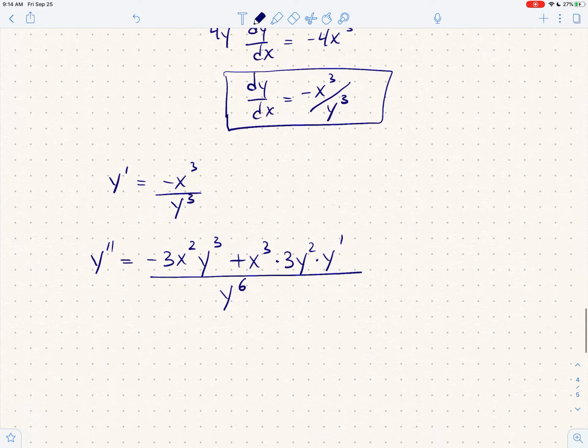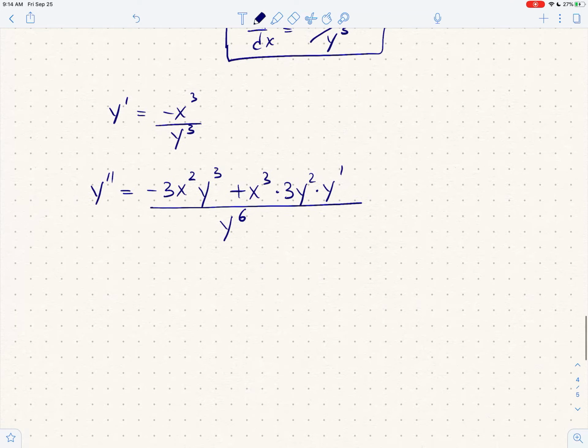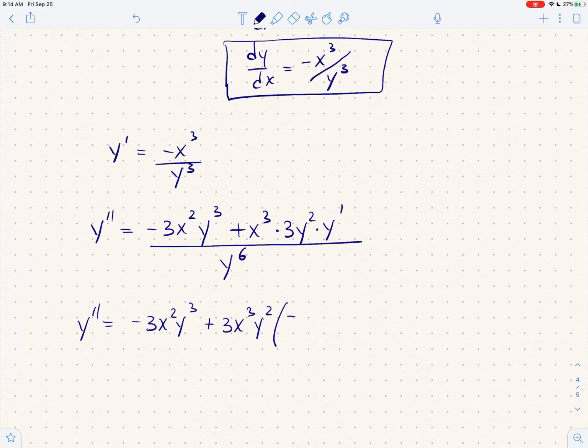Now, we've done it, but I don't like it. I don't like having a y prime in my answer for y double prime. So I'm going to plug in the formula for y prime, and I'm going to write this as y double prime is negative 3x squared y cubed plus 3x cubed y squared times our formula for y prime was negative x cubed over y cubed all over y to the 6th.